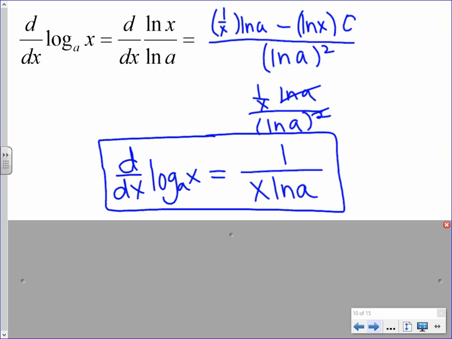There's your rule. If you do not have log base e, this is your derivative for your logarithm. Does it look very similar to the natural log? You still have the 1 over x. The only thing that is different is you have the natural log of the base underneath.